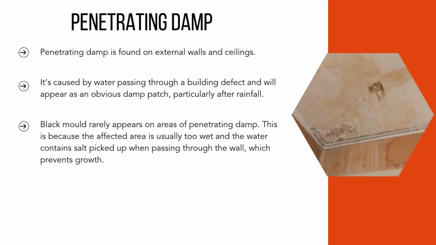Penetrating damp. Penetrating damp is found on external walls and ceilings. It's caused by water passing through a building defect and will appear as an obvious damp patch, particularly after rainfall. Black mould rarely appears on areas of penetrating damp. This is because the affected area is usually too wet and the water contains salt picked up when passing through the wall, which prevents growth.